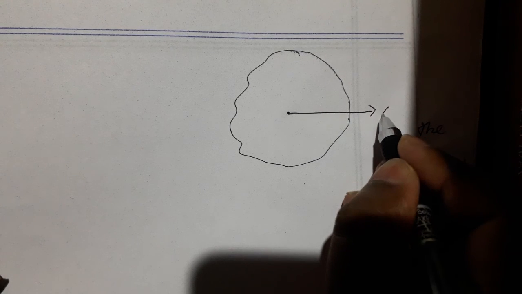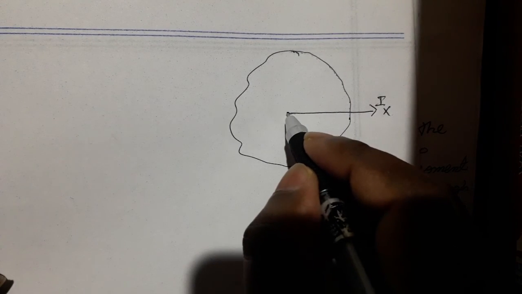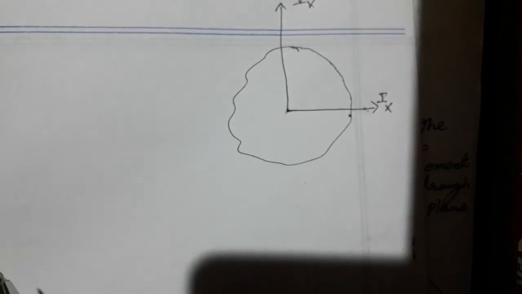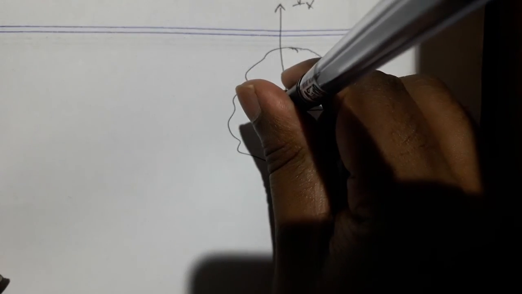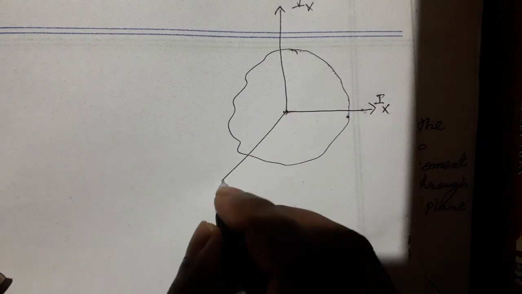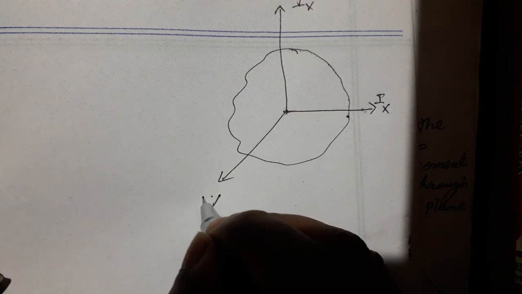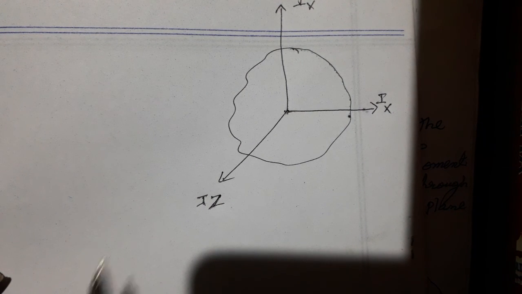I know the moment of inertia about the x-axis, which I'm taking as Ix. And the moment of inertia about the y-axis I also know, which I'm taking as Iy. Then I want to find the moment of inertia about the z-axis. The z-axis is perpendicular to this, so I can draw it in 3 dimensions. It is here, and I denote the moment of inertia about the z-axis as Iz.